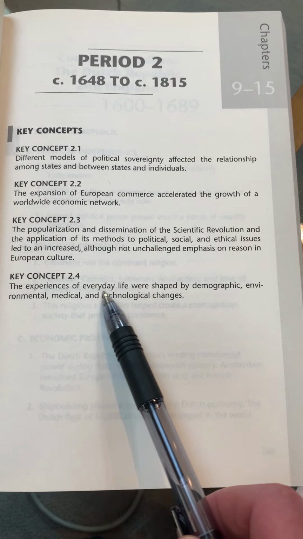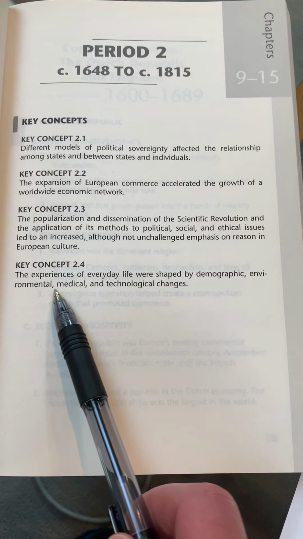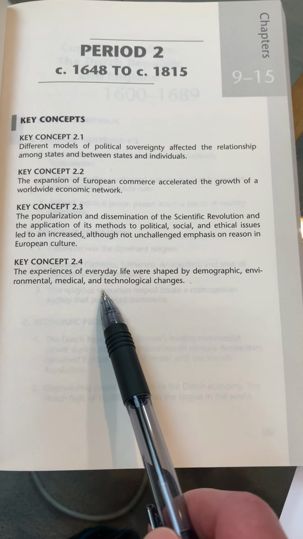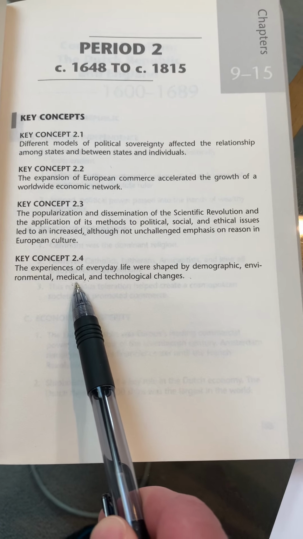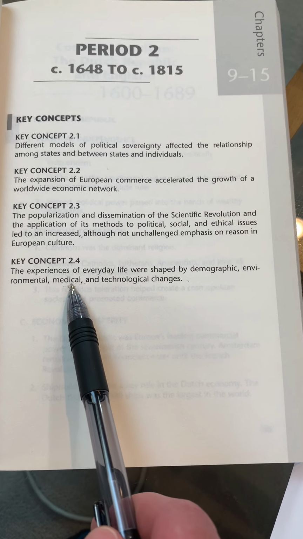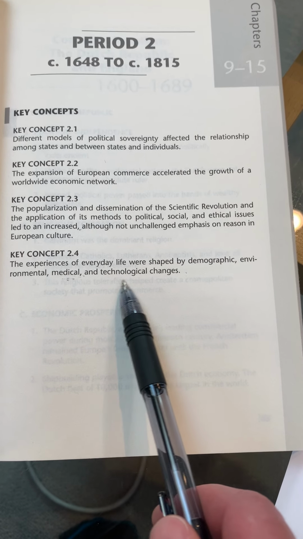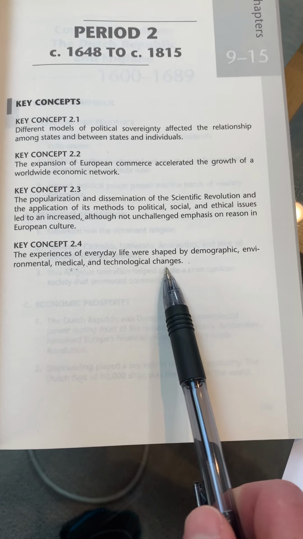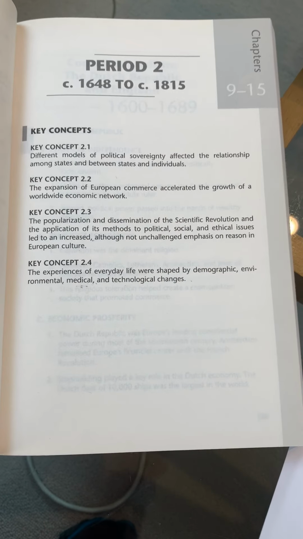And then finally, the experiences of everyday life were shaped by demographic, that means population, environmental, medical, and technological changes. And one of the things, of course, that's important today, the vaccine and Edward Jenner, that discovery happens in the late 1700s in England. And the technological changes, of course, with the Agricultural Revolution, that we'll see, massively changed the way that people work and live. And so that's 1648 to 1815, an overview.